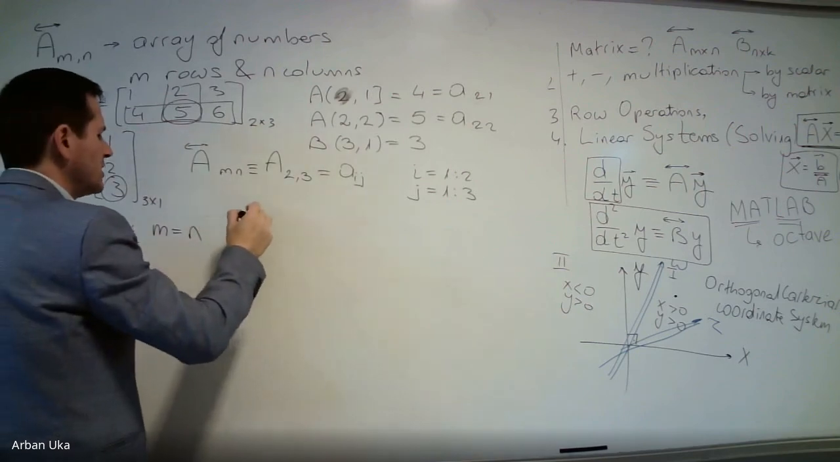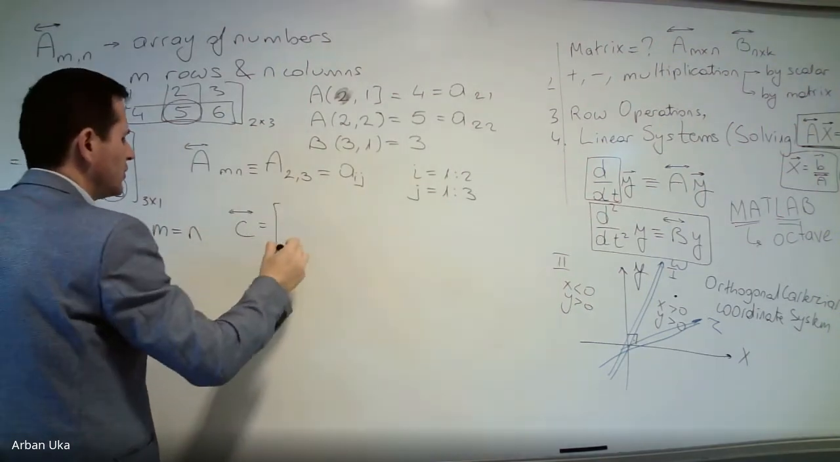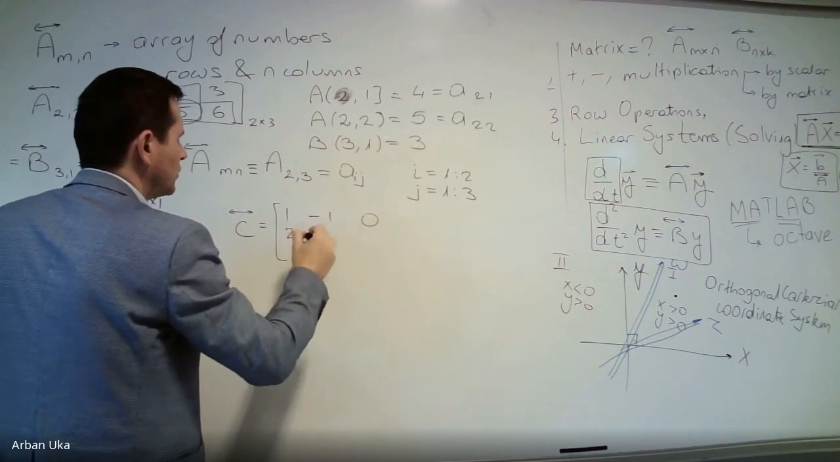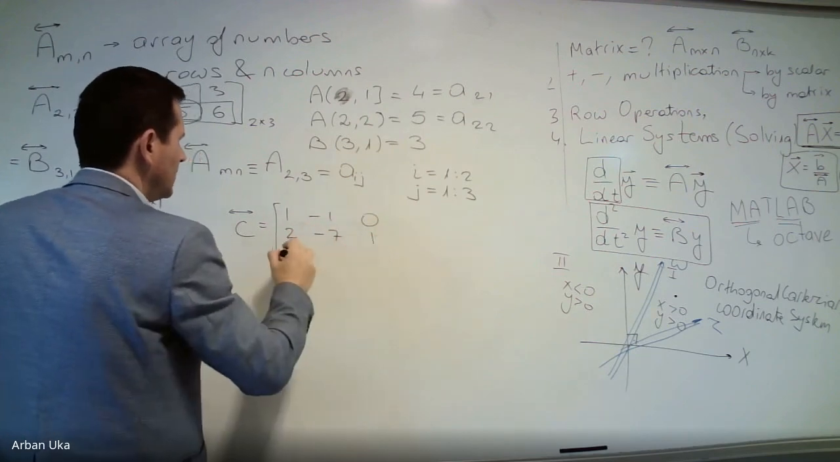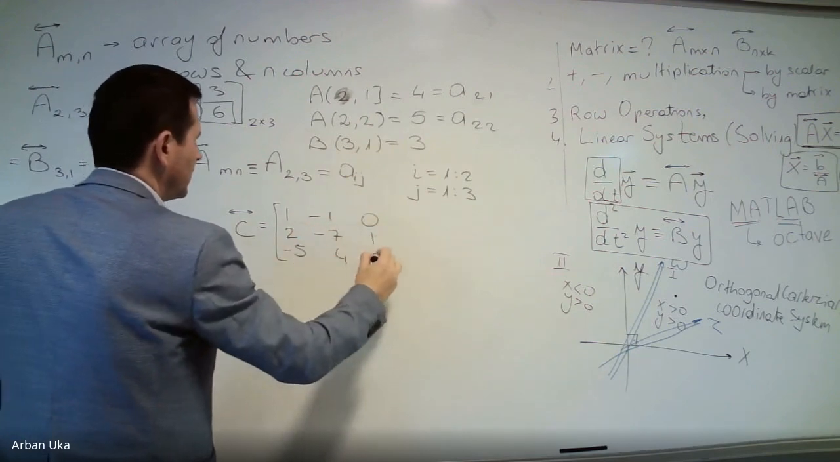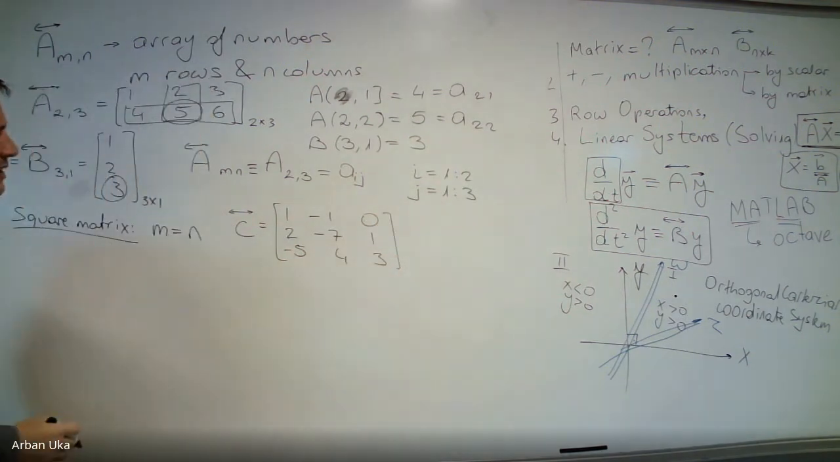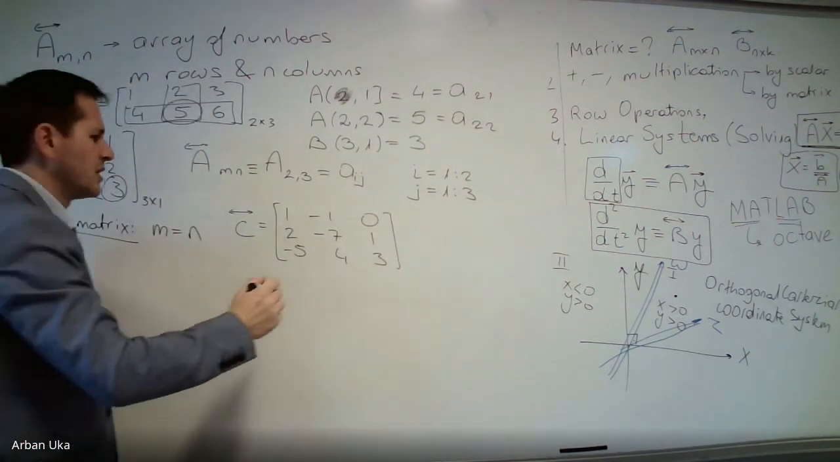For example, a matrix C is a matrix which is 1, minus 1, 0, 2, minus 7, 1, minus 5, 4, 3. So this is a square matrix because this is 3 rows and 3 columns.